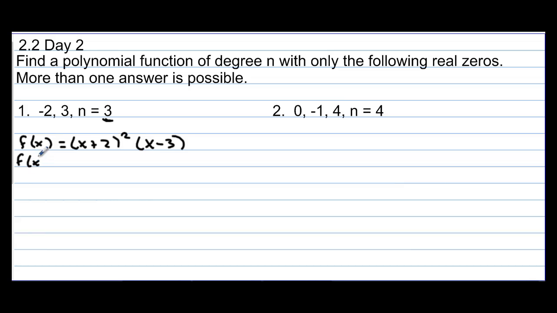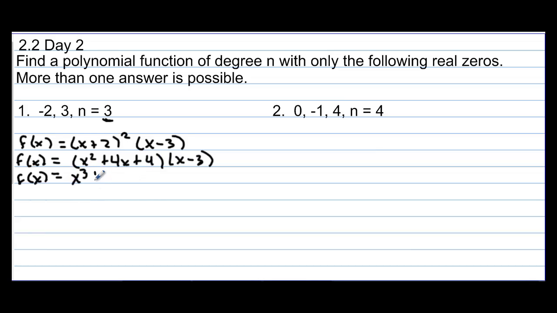Now we just have to work a little algebra on this and get what the polynomial is. So this is x plus 2 times x plus 2, which is x squared plus 4x plus 4, which is the old FOIL technique, and then times x minus 3. To multiply out the rest, I'm going to use the distributive property twice. So I'll distribute the x through, and then distribute the -3 through, and then collect like terms.